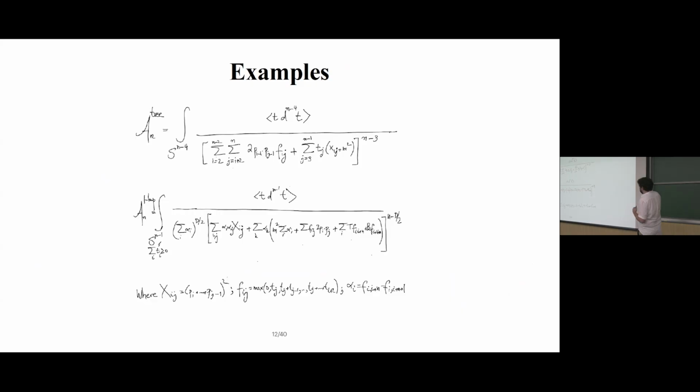So here are some examples. Maybe you recognize the handwriting is not mine. This is a tree-level amplitude. This is a one-loop level amplitude. Here there is no loop integration. We will see in a second how to deal with that.